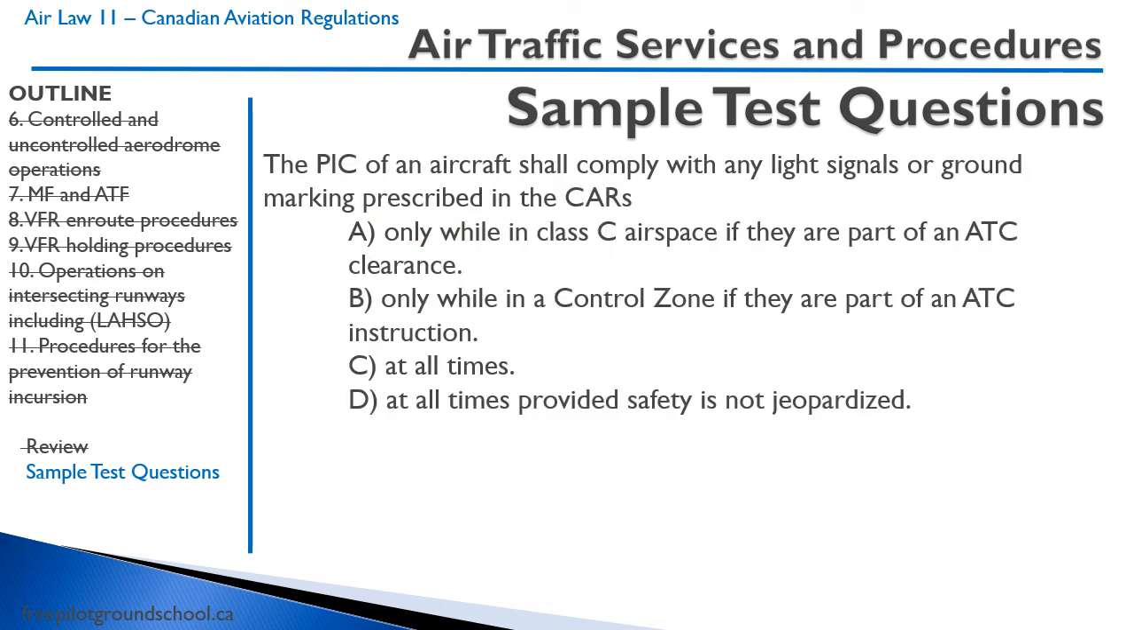Okay, here's a good example of a question. What's the most correct answer? And a bit of common sense. The PIC of an aircraft shall comply with any light signals or ground markings prescribed in the CARs, A, only when in Class C airspace if they are part of an ATC clearance. Well, no, that doesn't sound right. B, only while in a control zone if they're part of an ATC instruction. Well, again, that doesn't sound right either, because there might be ground signals telling you to hold short. C, at all times. Well, that's probably pretty correct.